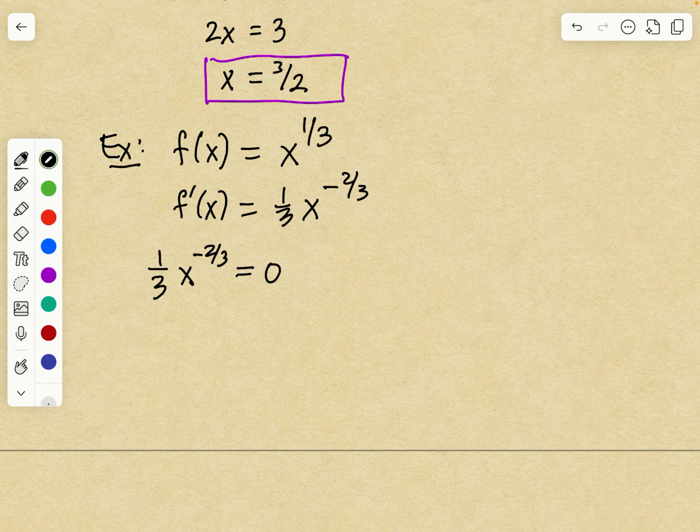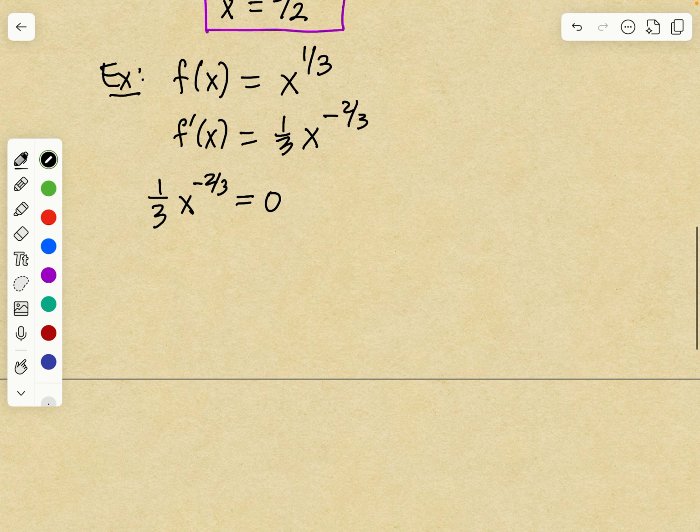Do you see what we can do to solve for x here? To get an idea, it might be a good idea to rewrite this expression. So I see x raised to a negative power. So when x is raised to a negative power, how can I rewrite this so that I don't get a negative exponent?